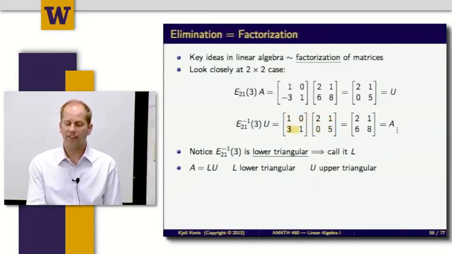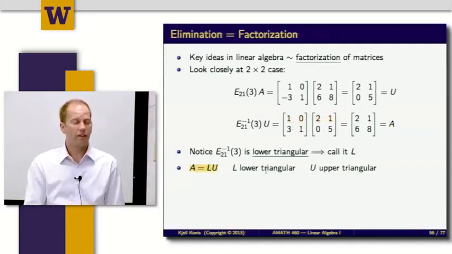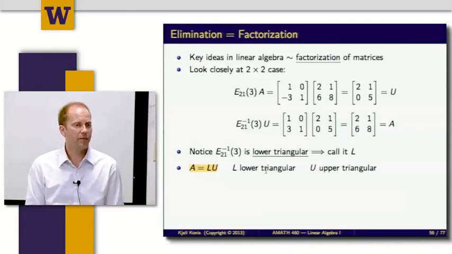And so if I look closely at this, this is U, and this is L. So I have this factorization: A is equal to L times U. So doing elimination is the same thing as factoring the matrix A into a lower triangular matrix L and an upper triangular matrix U.